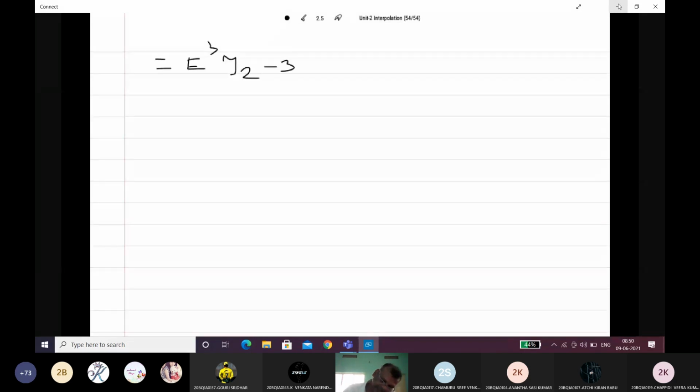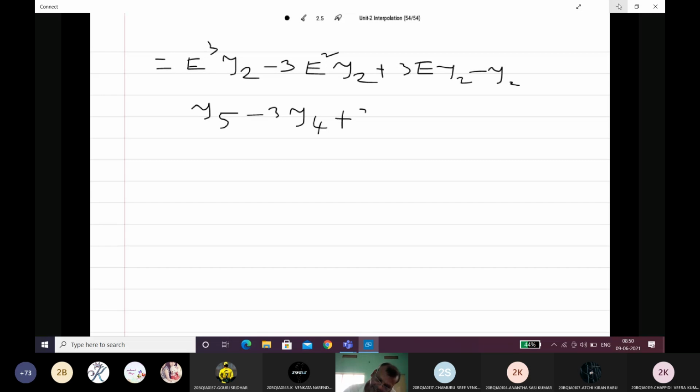e cubed y2 minus 3e square y2 plus 3e y2 minus y2. So cubed becomes, this is nothing but y5 minus 3 y4 plus 3 y3 minus y2. You call this one as equation 1.